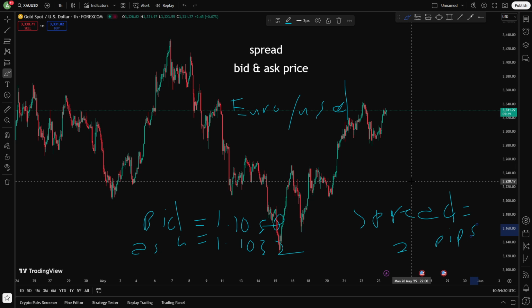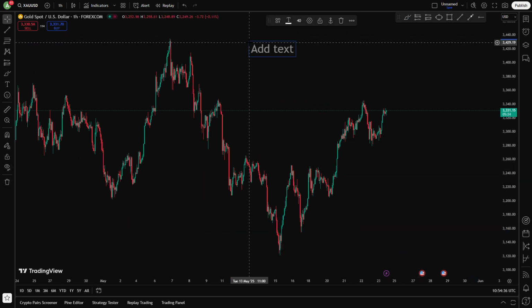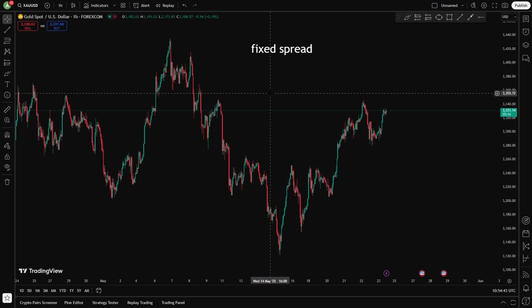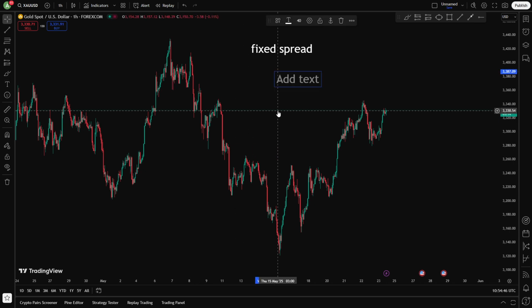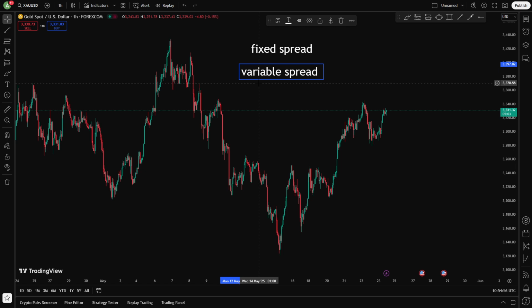So now there are 2 types of spread. Basically fixed spread, which is consistent but usually wider, okay? And there is variable spread. Variable spread is very tight during calm markets but can spike heavily during news. Scalpers should pay attention to spread, especially if you're trading with tight stop losses.